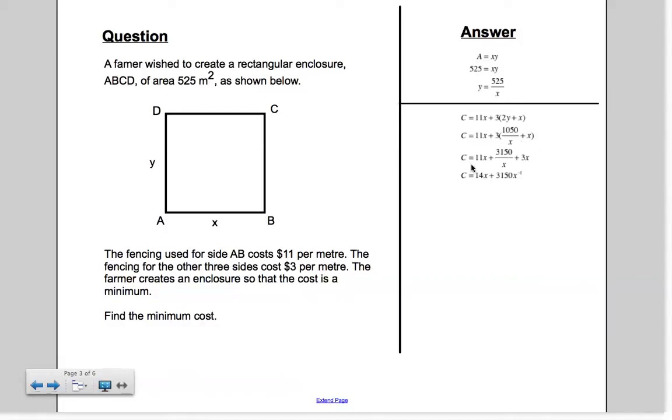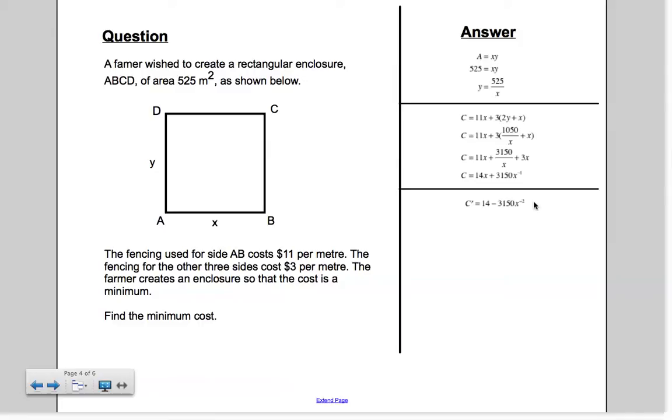You expand the 3 out, you get the following. Then you combine like terms and remove the x from the denominator and you get your final cost function, 14x plus 3,150 times x to the power of -1. Moving forward, you need to find the derivative of this. This is as simple as solving for the derivative of each individual entity. So 14x being 14, and 3,150x to the -1 being -3,150x to the -2. Now you have the derivative of the cost function.